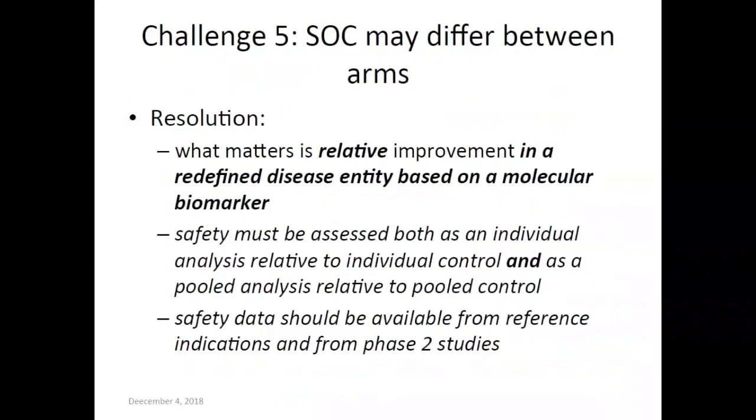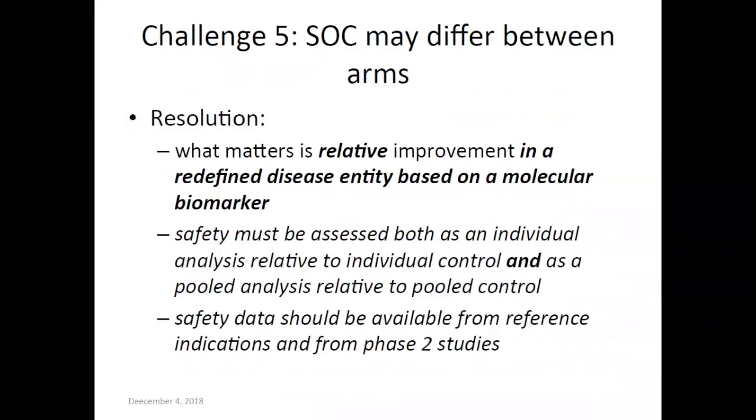Challenge number five is that the standard of care may differ between arms. And again, what I would argue is that what matters is the relative improvement in a redefined disease entity that is based on a molecular biomarker. And actually, the FDA person talked about the importance of having the science to redefine the disease entity, when the science is more important than the statistics. The science is really key. Why are you putting these things in a basket?